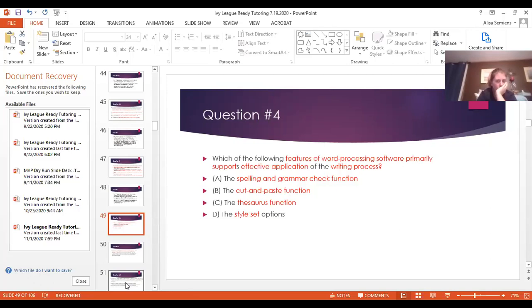So which one of these would help with either one of those stages? Would the style set option be helpful, thinking about the style of the page? The thesaurus function? Would the cut and paste function be helpful? Would the spelling and grammar check function? What do we think?